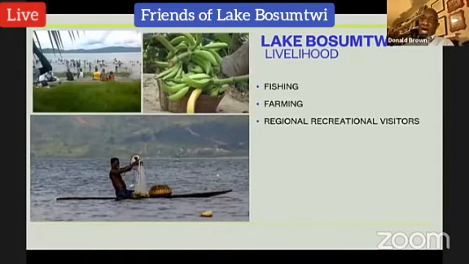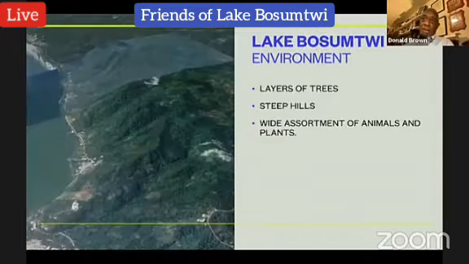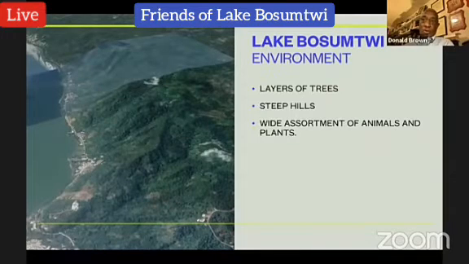The 3 primary livelihoods are fishing, farming, and recreational visitors. This provides the income and the sustenance of the living of the people around the lake area. We've shown an aerial shot of the environment of the lake. It's a beautiful lake, surrounded by layers of trees with steep hills and a wide variety of animals and plants.